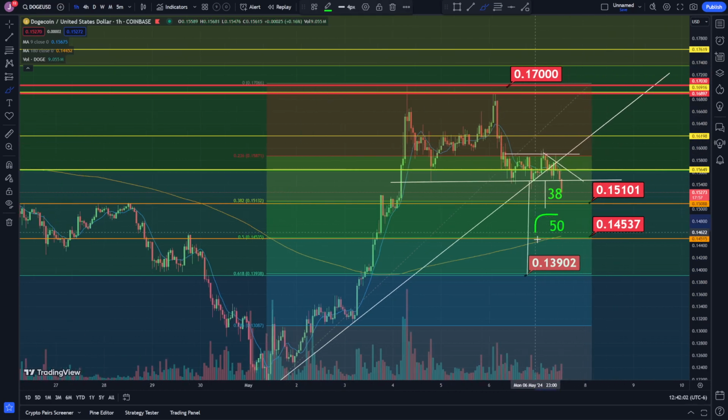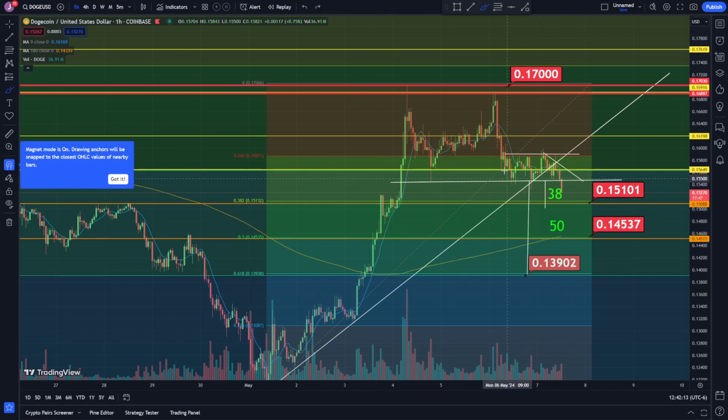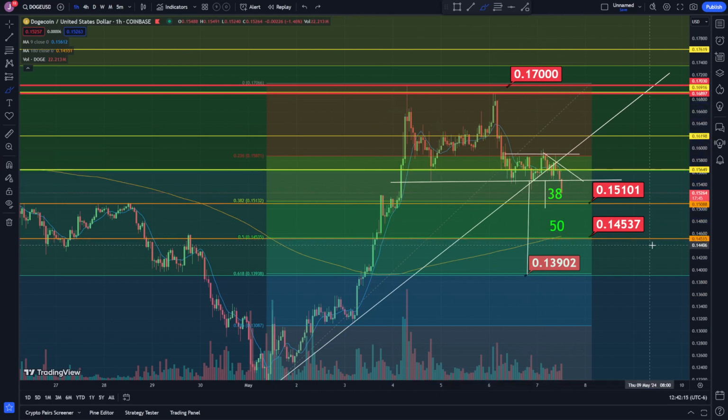So this would be just 50%. Okay, so we had the big run. This would just be 50% of that. We're basically buying at 50%. That's why I always like the 50% level, because a lot of the time it'll come back down to at least the 50% level.